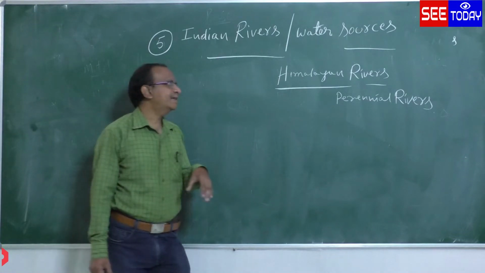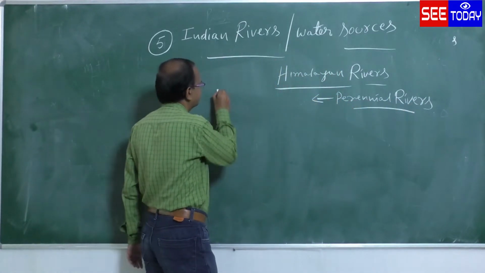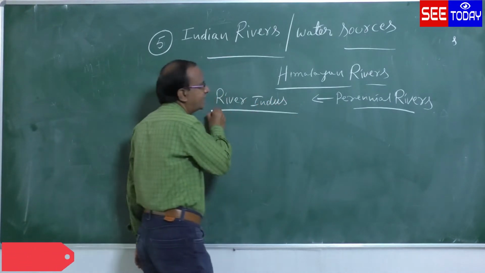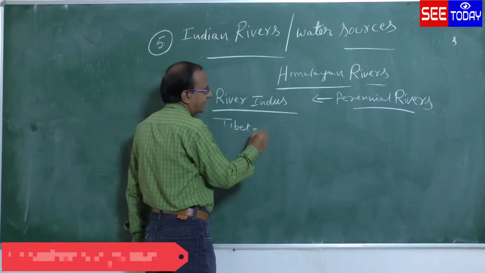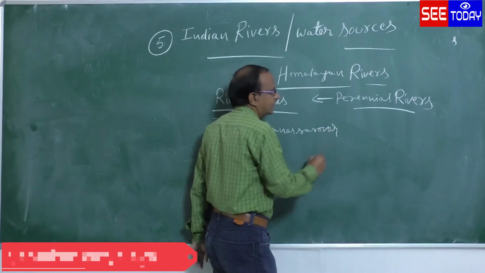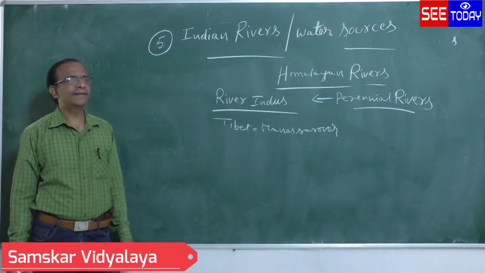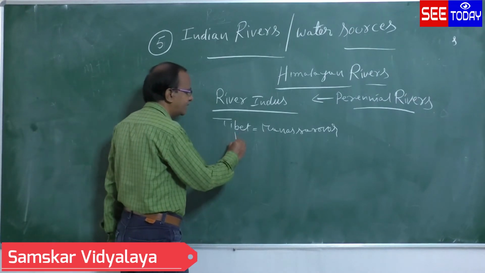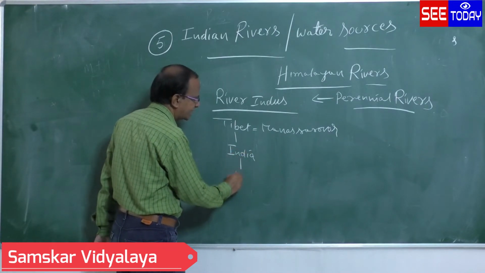So let us continue from where we stopped yesterday, the river Indus. As I said, the river Indus is born in Tibet, near Manas Sarovar Lake and the Kailas range of mountains. This river flows from Tibet to India, and of course in Pakistan also.